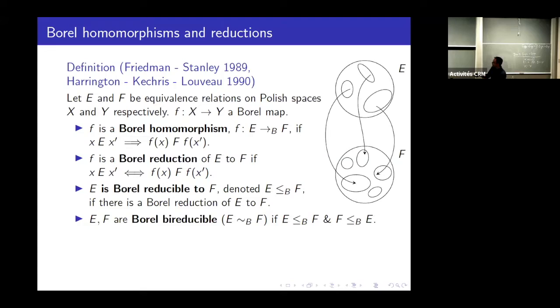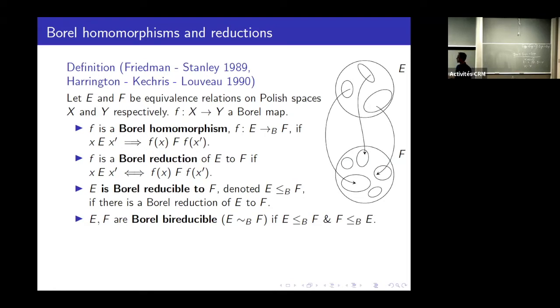if it respects the relation. So it sends E-equivalent points to F-equivalent points. And it's a reduction if there's an if and only if. So it sends E-equivalent points to F-equivalent points and non-E-equivalent points to non-F-equivalent points.